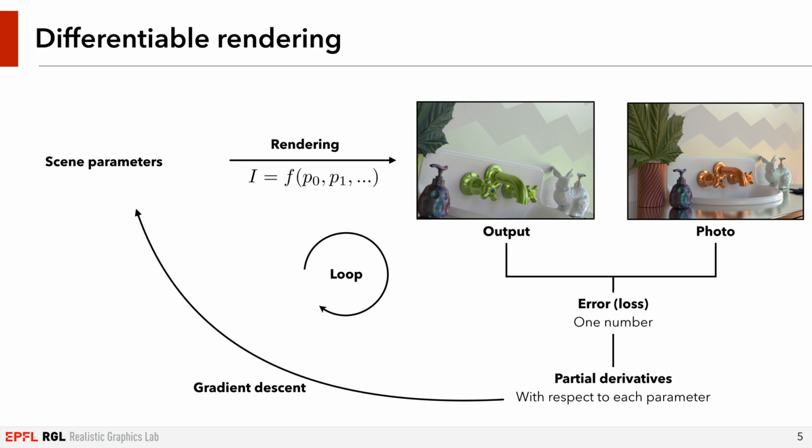What's difficult in this pipeline is the computation of the partial derivatives with respect to each parameter. It's difficult because it means that we cannot use any renderer in this pipeline. We have to use a differentiable renderer that allows us to compute the partial derivatives of pixel values with respect to the scene parameters.